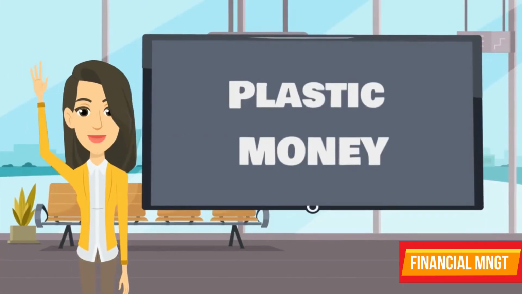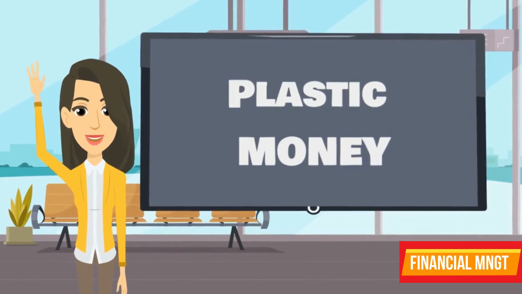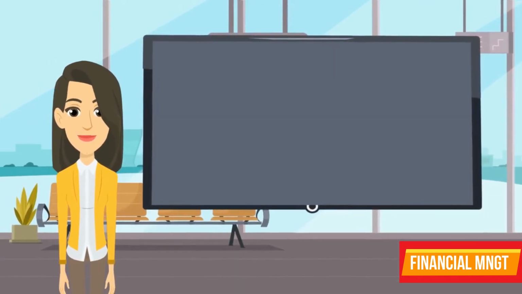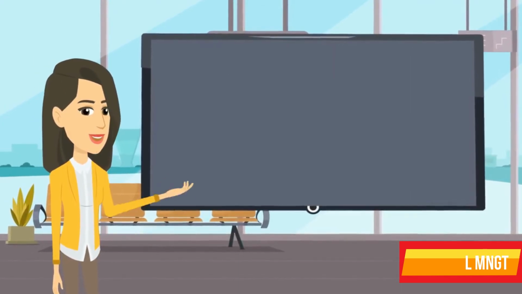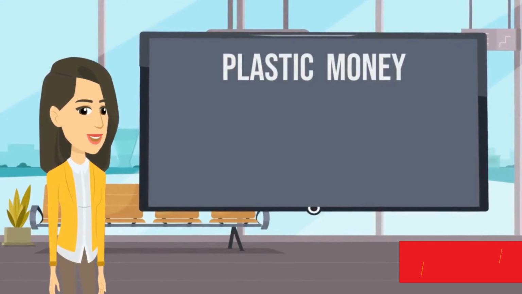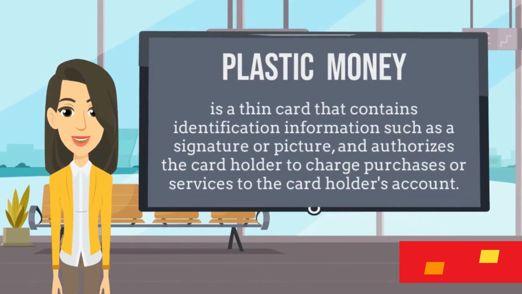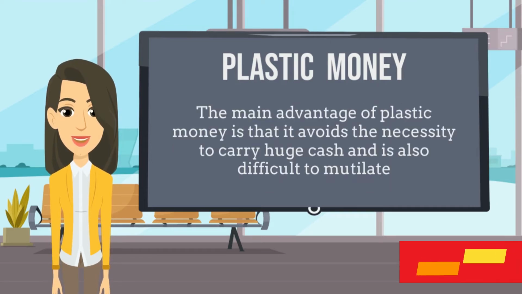Hi. I'm back. You are now in the plastic money room. What does plastic money mean? Plastic money is a thin card that contains identification information such as a signature or picture, and authorizes the card holder to charge purchases or services to the card holder's account. The main advantage of plastic money is that it avoids the necessity to carry huge cash and is also difficult to mutilate.